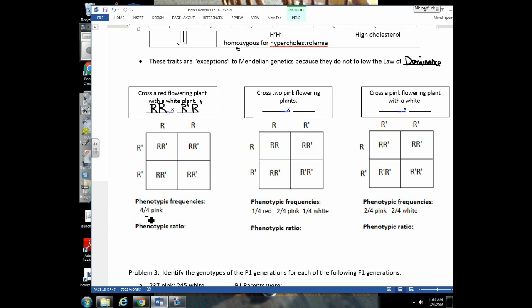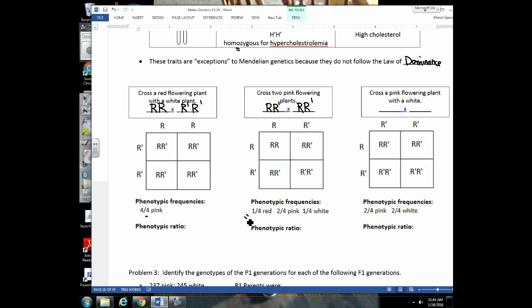If I cross two pink flowering plants, then I would have to know that pink is the intermediate. So the pink ones are going to be heterozygous. They're going to have an allele for red and an allele for white. Both of them are pink, and both of them are heterozygous. When we do that cross, then these are the phenotypic frequencies that we're going to see in the next generation.